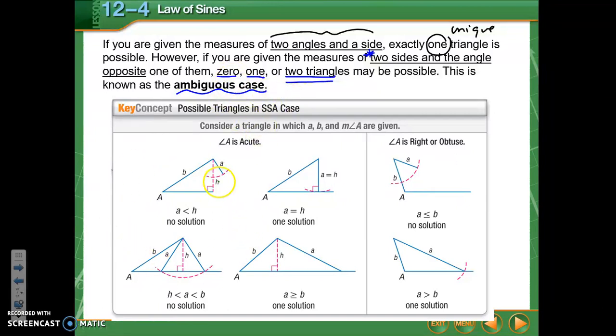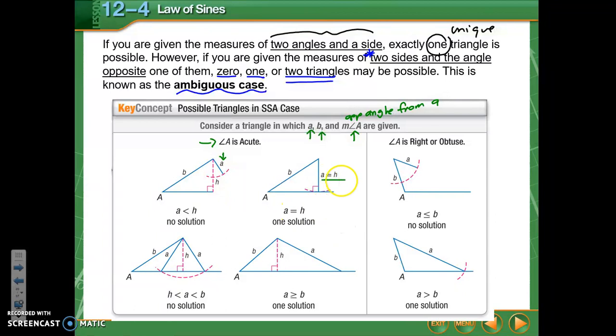So this chart is going to be super important to you when you're working on these kind of problems, okay? So we're considering a triangle where I'm given side A, side B, so I'm given 2 sides and angle A, which is the opposite angle from side A. So if my given angle is acute, between 0 and 90 degrees, if this opposite side, here it's A, is smaller than the height, then there's no solution because that side is not going to connect with the other side of the triangle if it's shorter than the height of the triangle.